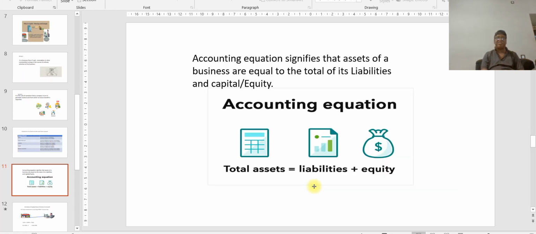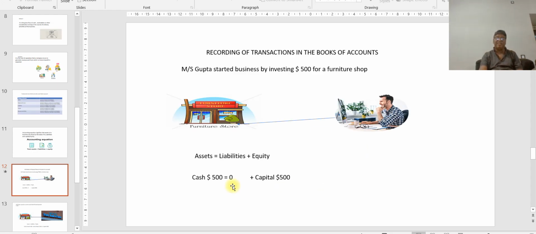Then total assets, that is the balance sheet, is divided into two parts. One is the left hand side, which is liability and equity, and the right hand side is assets. So the accounting equation signifies that the assets of a business are always equal to the total of its liabilities and capital or equity.